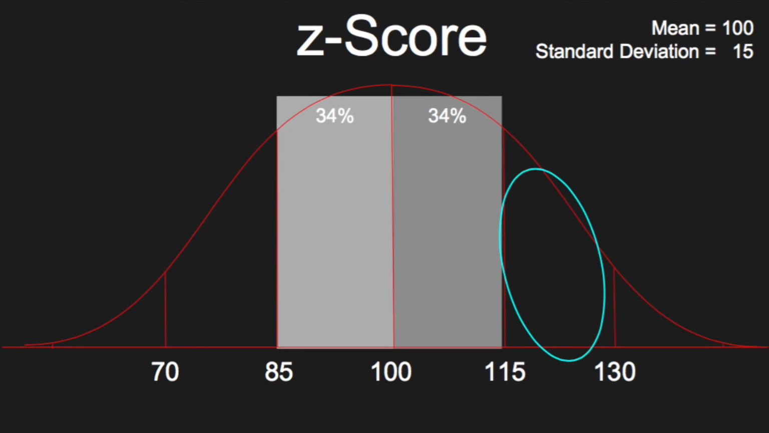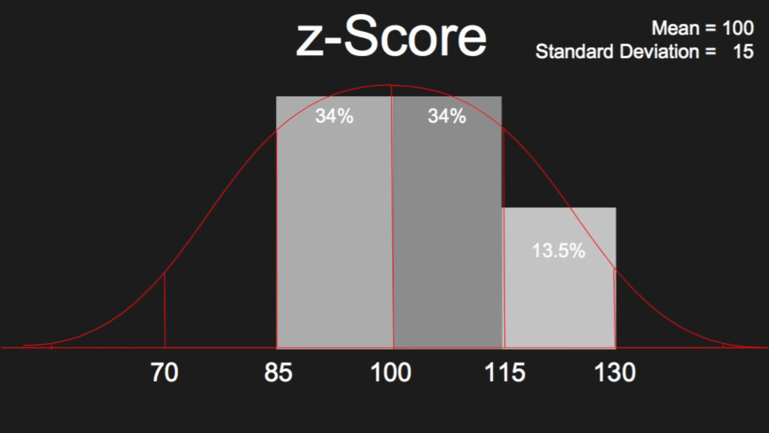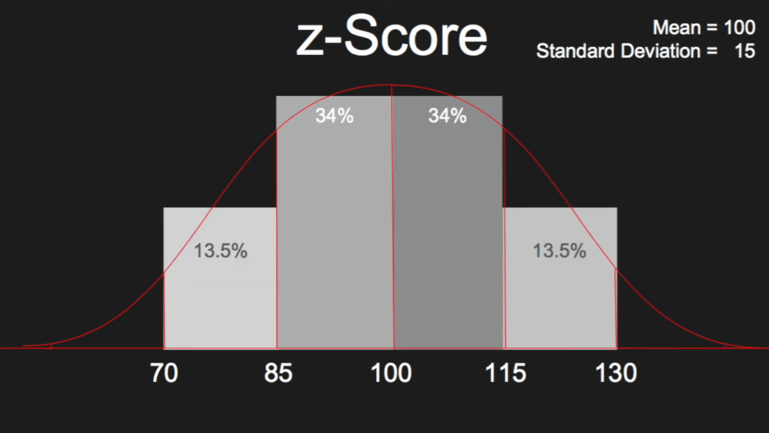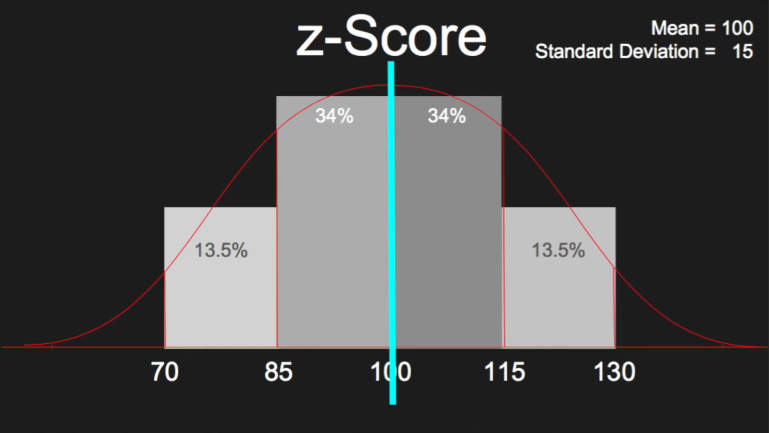The next increment holds a different percentage. Do you see how the graph is thinner here? The percentage between the next two lines is only 13.5%, and the same on the left side. Do you see how everything is split evenly? That's definitive of a normal distribution curve.